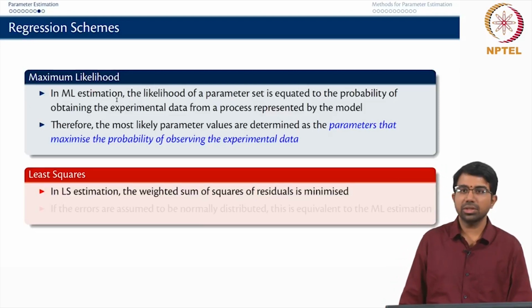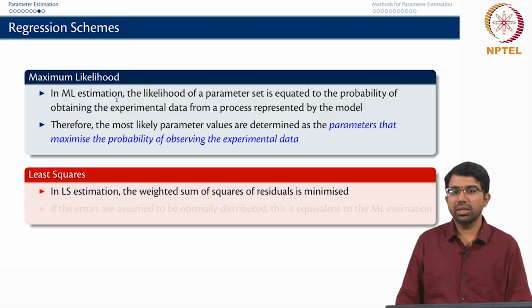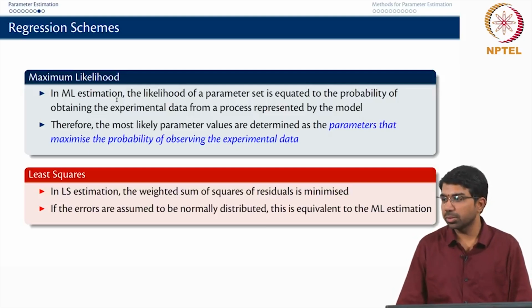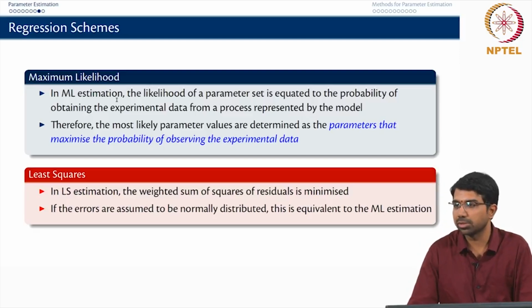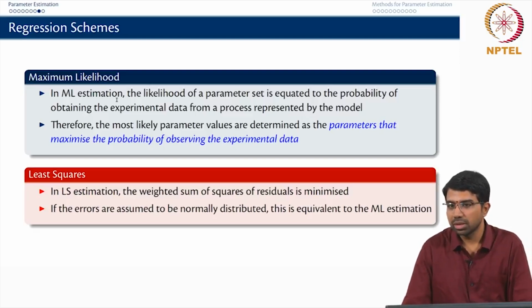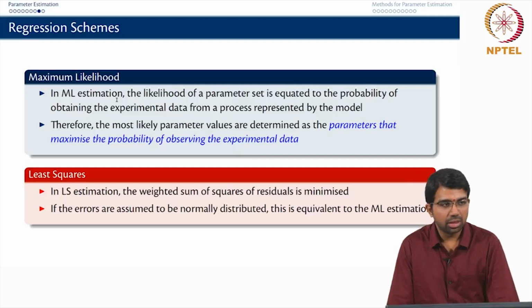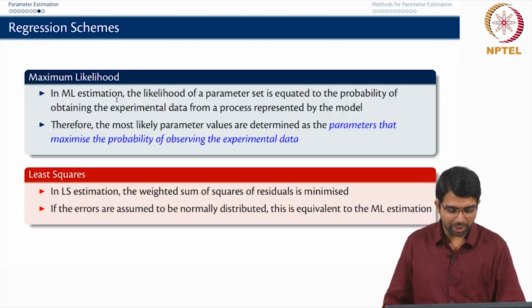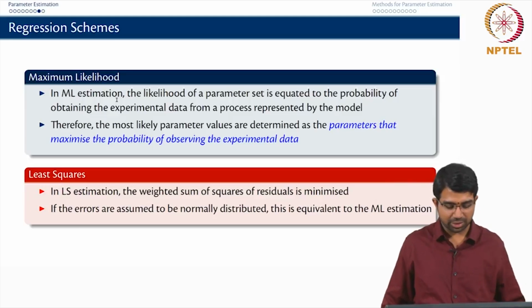In least square estimation we basically weight the sum square of residuals, and if the errors are assumed to be normally distributed, this is basically equivalent to maximum likelihood estimation. If you do the math, it comes out as equivalent to maximum likelihood estimation, right. I will not go into the math because it is easy to look this up, it is in classic textbooks and so on.